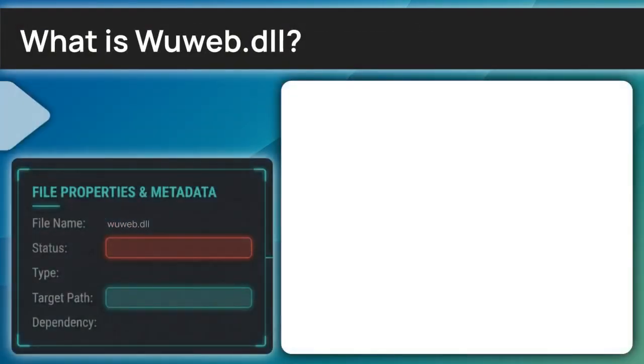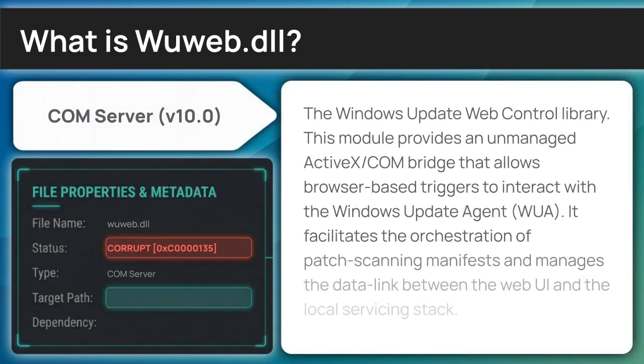This is the Wuweb Library, the Windows Update Web Control Library. This module provides an unmanaged ActiveX and COM bridge that allows browser-based triggers to interact with the Windows Update Agent, WUA. It facilitates the orchestration of patch scanning manifests and manages the data link between the web UI and the local servicing stack. With that background out of the way, here is how we actually restore the missing component.